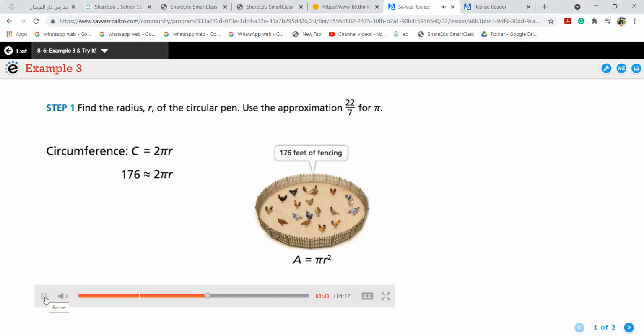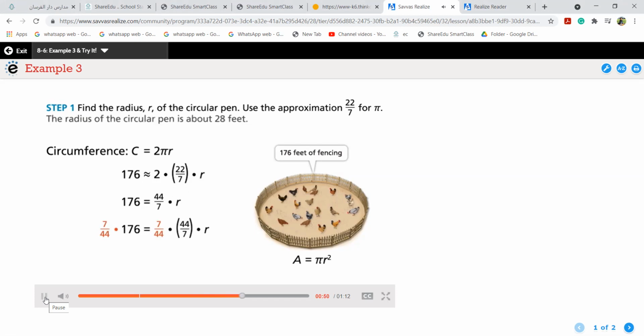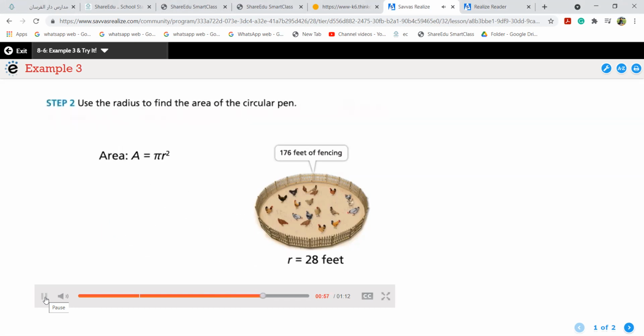Use the approximation 22/7 for pi. Use multiplication and inverse operations to simplify the equation. The radius r of the circular pen is about 28 feet. Now we can use the radius of the circular pen to find its area. After I got the radius as 28, you need to find the area.